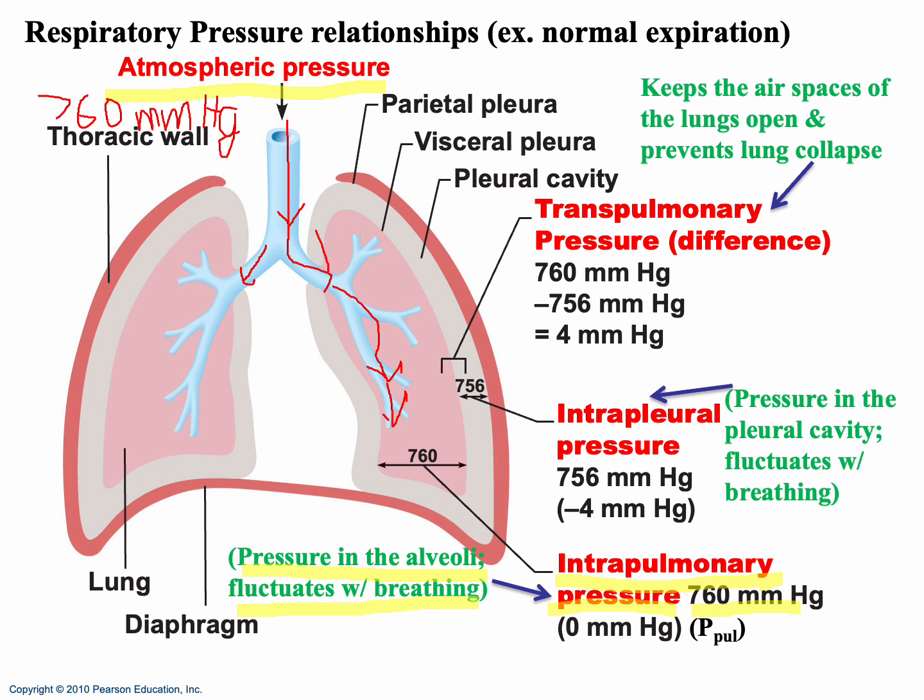The other type of pressure that we have is the intrapleural pressure. You can notice this is different. This pressure is at 756 millimeters of mercury. This is the pressure that we find in the pleural cavity, and that fluctuates with breathing as well.